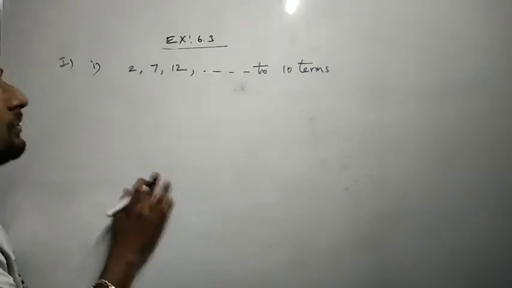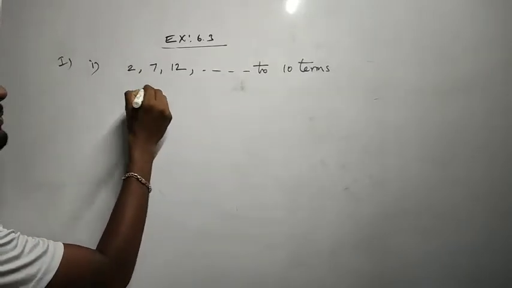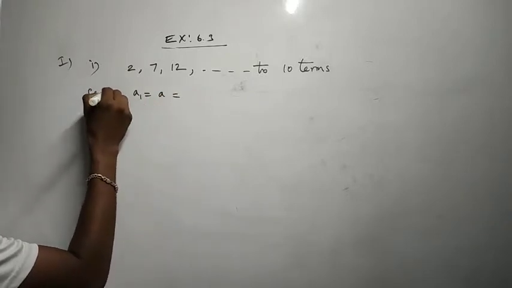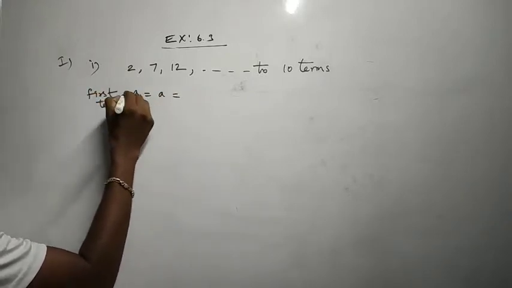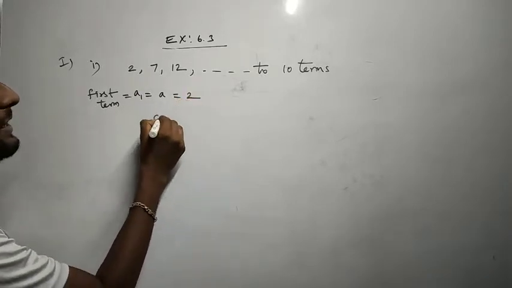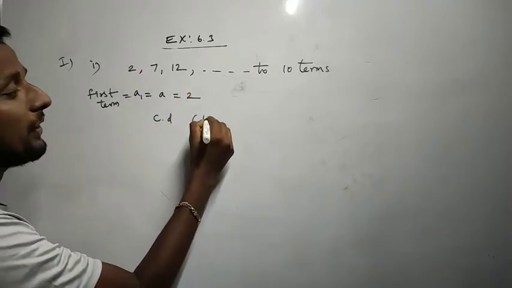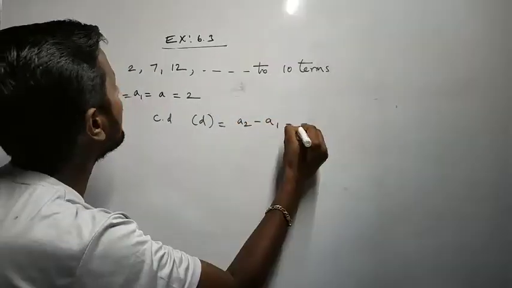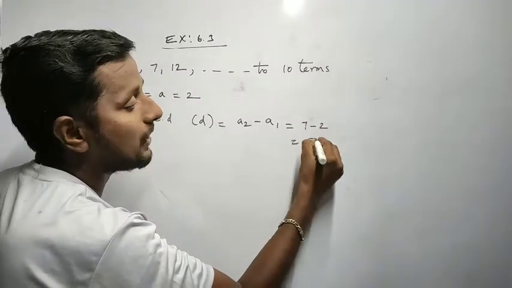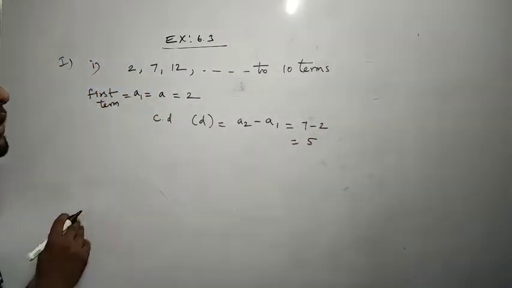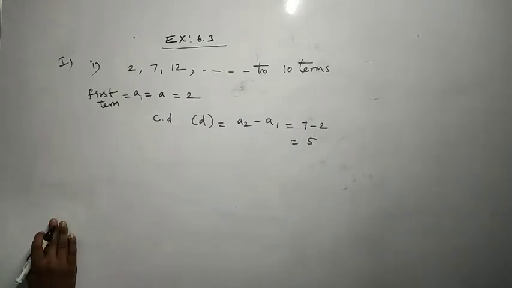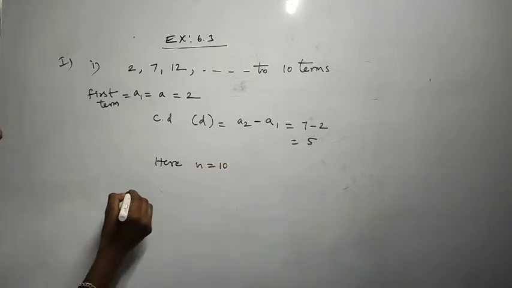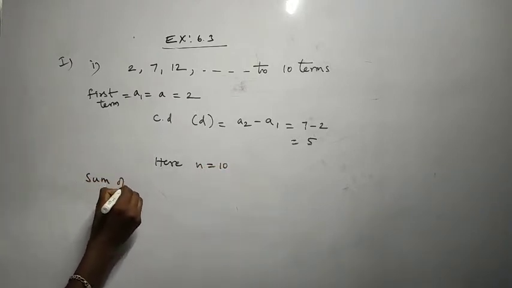Now what will I write? The first term a1 equals a, which is 2. The common difference d is a2 minus a1, that is 7 minus 2, which is 5. How many numbers are we talking about? We are talking about 10 numbers, so the n value is 10.